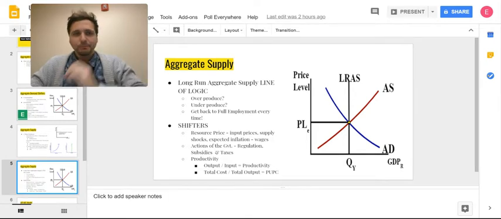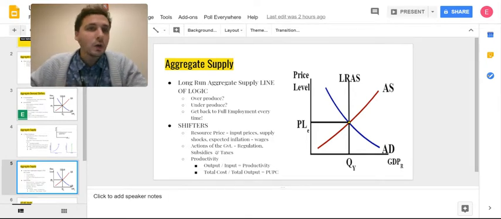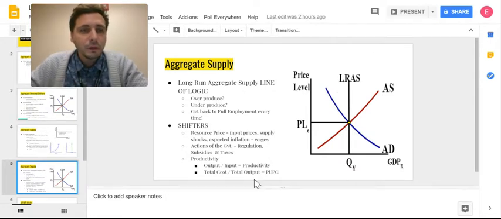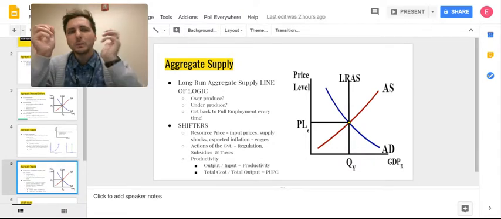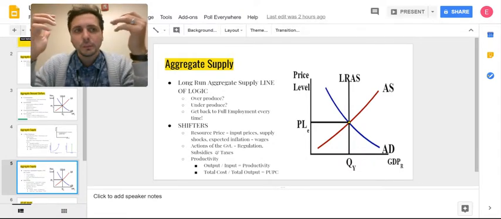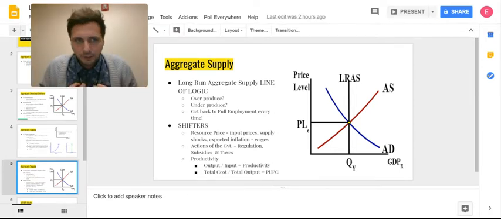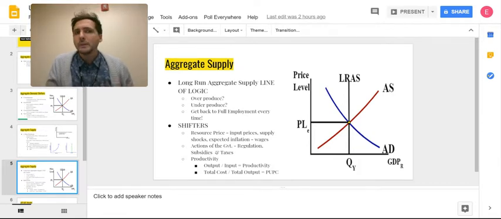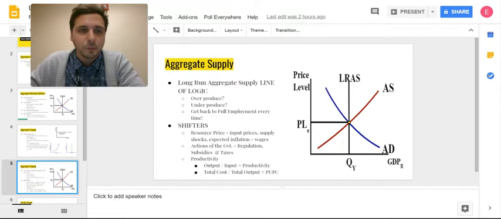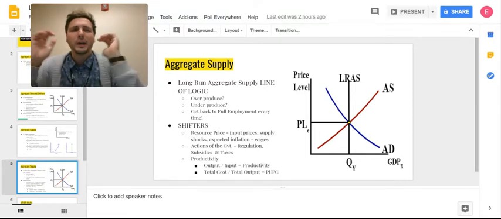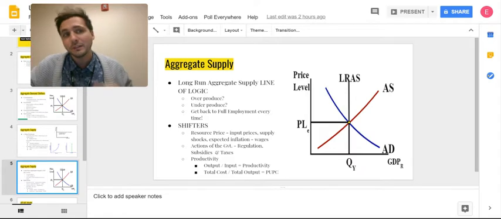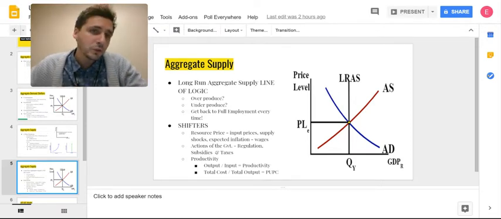All right, so let's look at the logic of the long run, right? Why does this LRAS always end up at full employment GDP? The first thing that you have to understand is that there are two possibilities here outside of full employment. We can have an inflationary situation where we're overproducing, or we can have a recessionary situation where we're underproducing. And both of them in a long enough timeline will adjust to get back to full employment. And you should know this logic. There's not really a direct question, but if you know this line of logic, you're going to do a really good job in understanding why LRAS is there and how things will adjust in the long run.